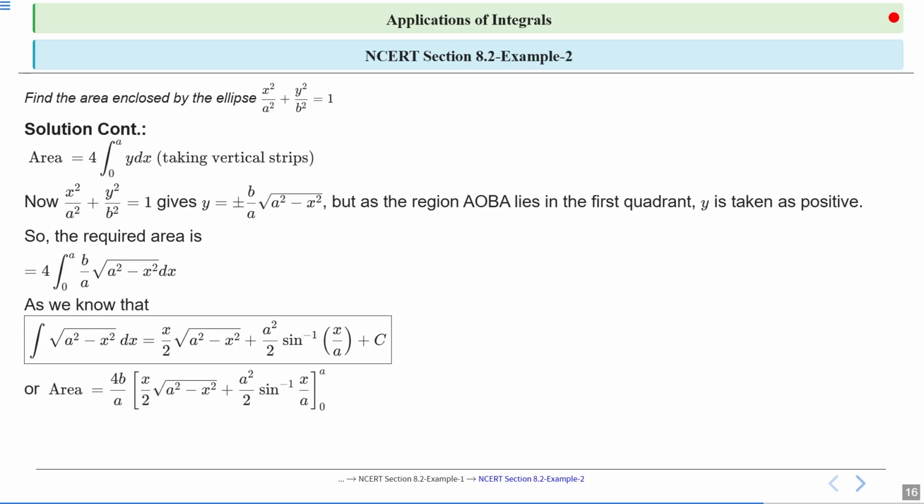So area becomes 4 b by a. B by a is constant, so it comes out of the integral sign. We apply the formula and get x by 2 root under a square minus x square plus a square by 2 sine inverse x by a, with lower limit 0 and upper limit a. Now we have the value of the antiderivative, so to calculate the value of the definite integral, we apply the second fundamental theorem of integral calculus.